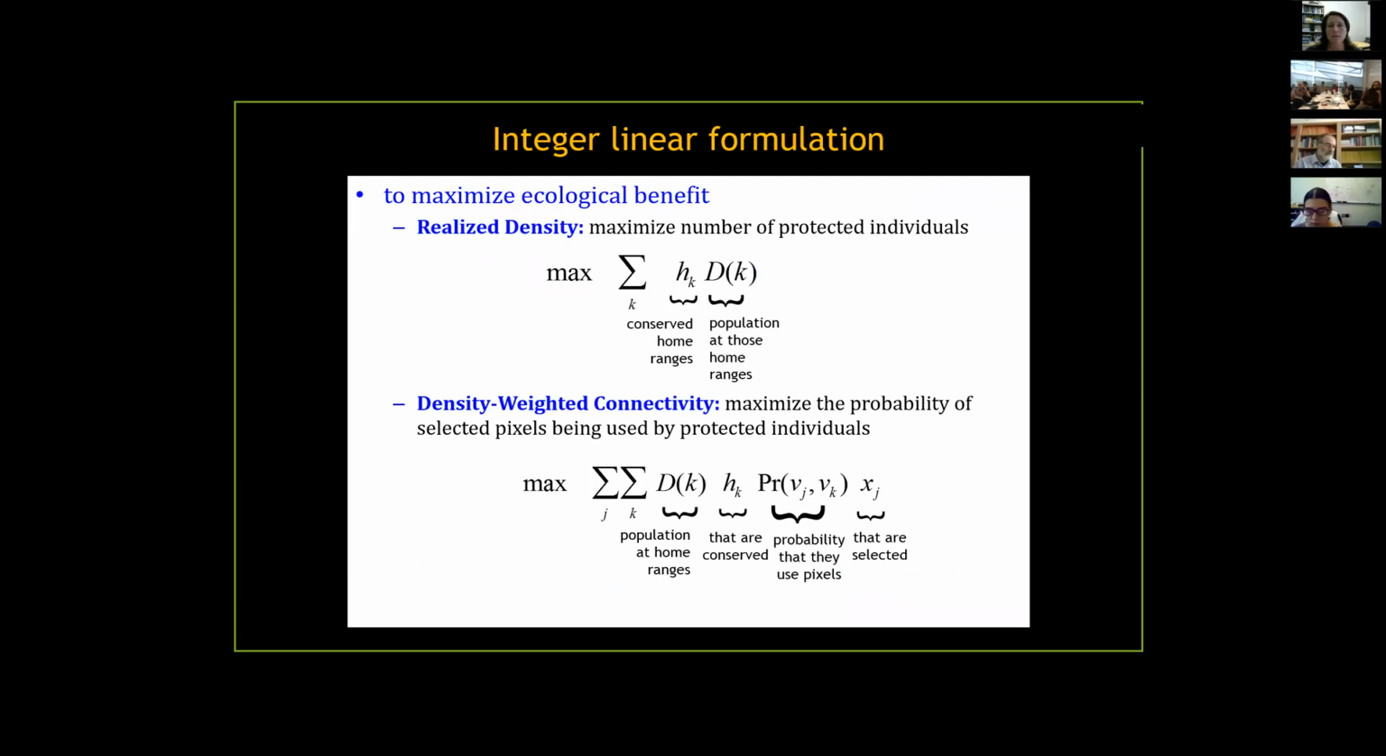So to maximize ecological benefit, we can think about two different conservation-related objectives. One, we could think about maximizing realized density, so that's the total number of individuals that we're going to protect on the landscape. And another conservation objective might be to maximize density-weighted connectivity that I've already described. So we want to maximize the probability of these selected pixels being used by those protected individuals. So those are the areas that have a lot of connectivity and a high density of individuals.